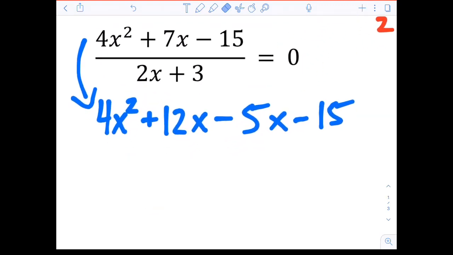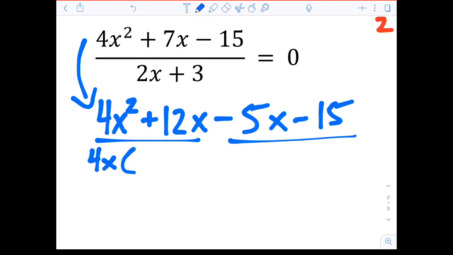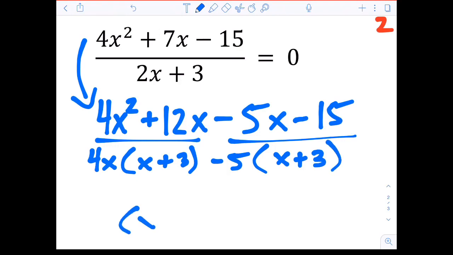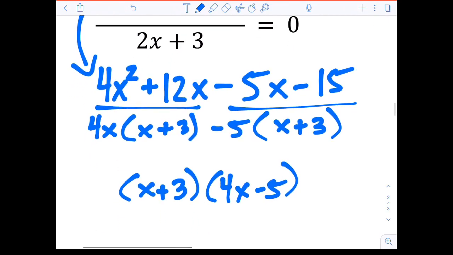So remember, when we factor these, we factor them by grouping. We group the first two, group the last two. First two I can take out 4x. If I do that, I'm left with x plus 3. Second ones I can take out negative 5. If I do that, I'm left with x plus 3, and the brackets should match, which is x plus 3 and 4x minus 5. That's just the numerator, remember that.